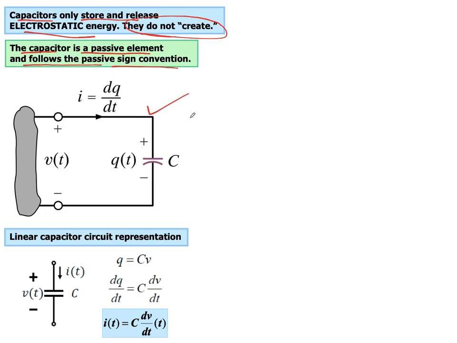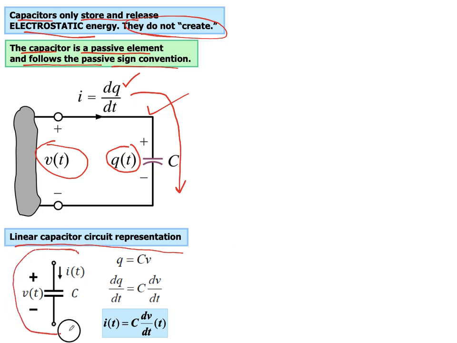So as we have seen this circuit before, if you apply a voltage V across a capacitor, it will hold a certain charge Q of t, because the amount of current that would be flowing through it will be equal to dq by dt. So in this case, we can have a linear capacitor representation. This whole circuit can be represented in this way, where we have a capacitor C, the voltage across it is V of t, and the current flowing through it is I of t.